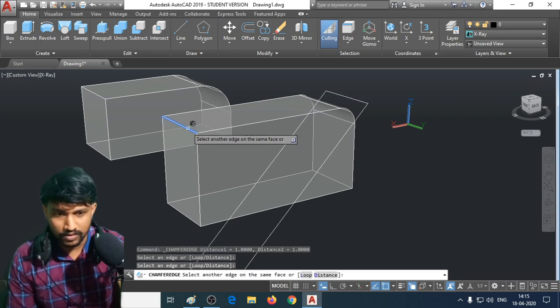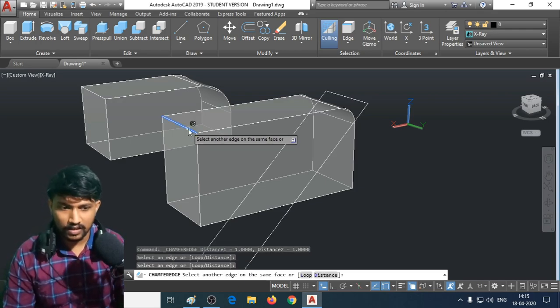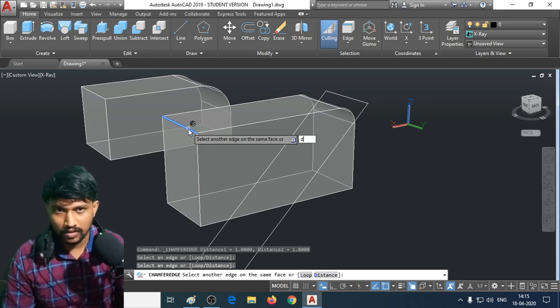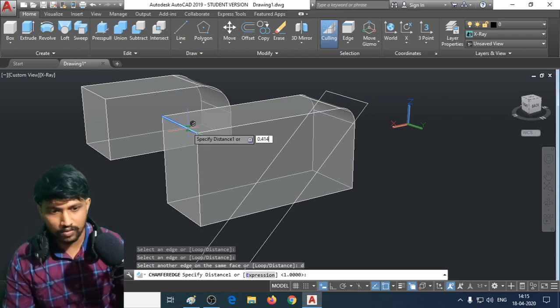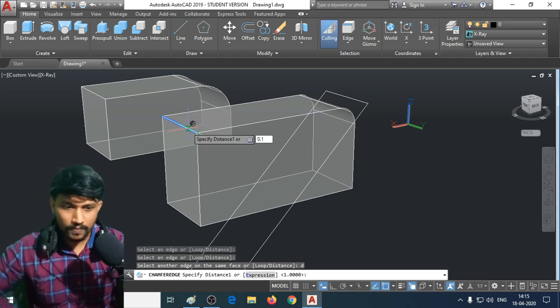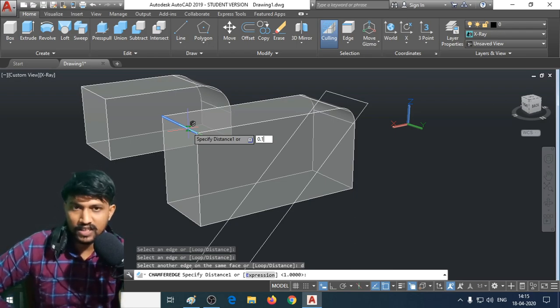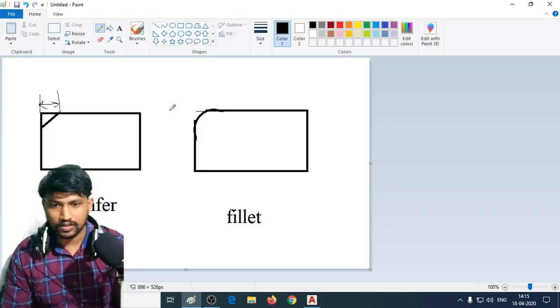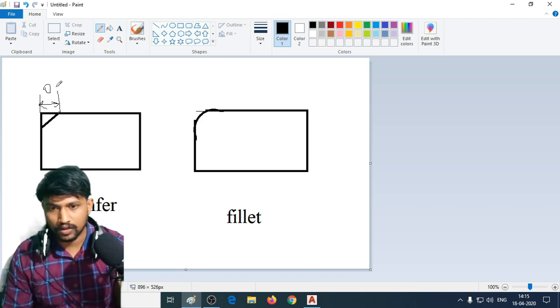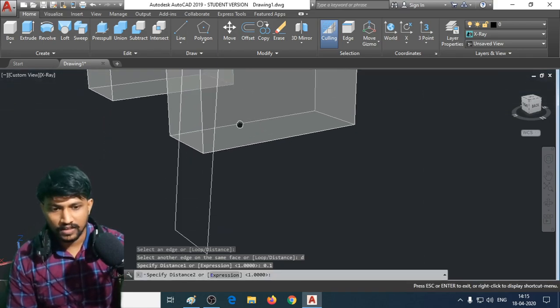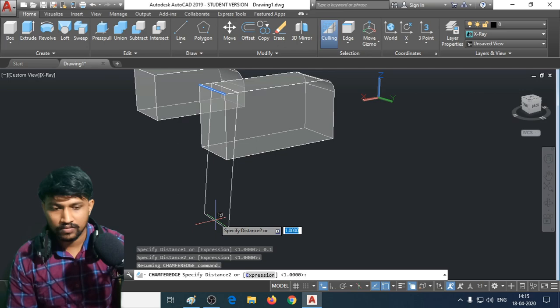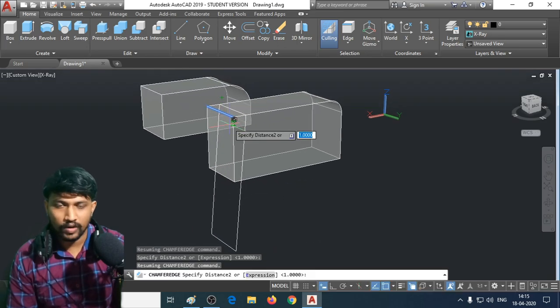See here, we have to select the edge first, press D, enter, and give whatever dimension that you want. See here, it is asking to specify the distance 1. So that distance is this one. If I provide 0.1 here, it is going to give 0.1. But see the second one. The second one is not 0.1.